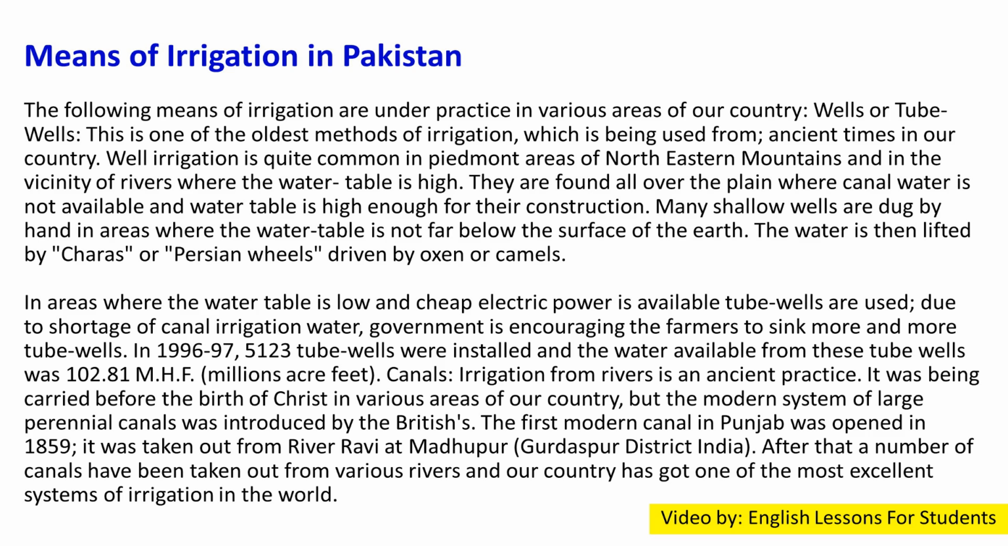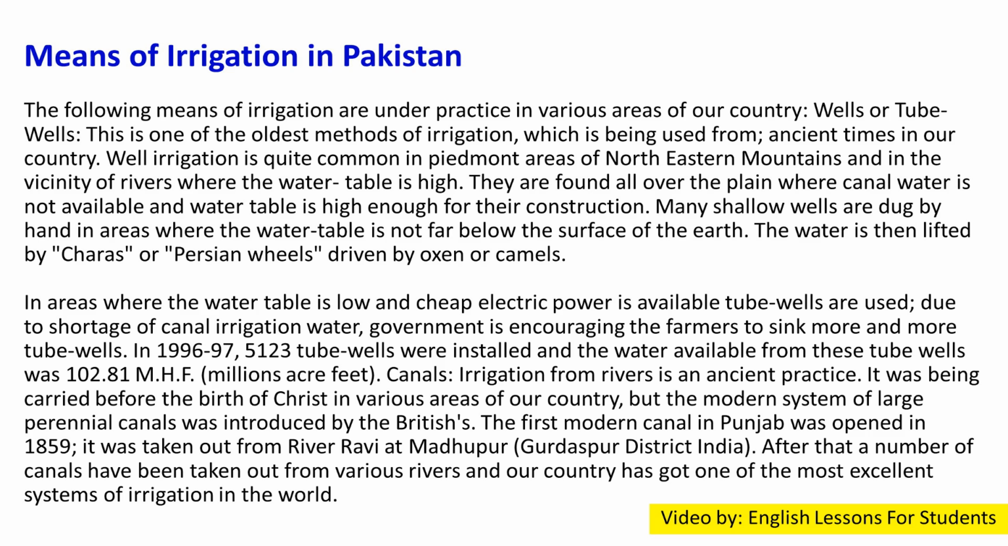In areas where the water table is low and cheap electric power is available, tube wells are used. Due to shortage of canal irrigation water, the government is encouraging the farmers to sink more and more tube wells. In 1996 to 1997, 5,123 tube wells were installed and the water available from these tube wells was 1 lakh 2,081 million acre feet.